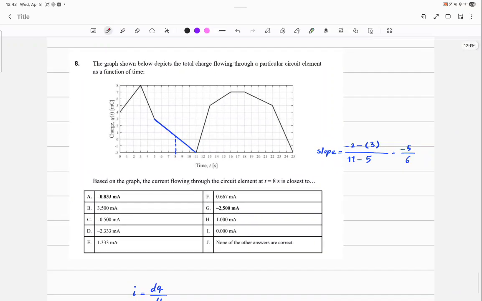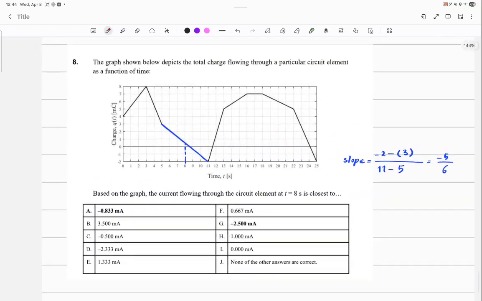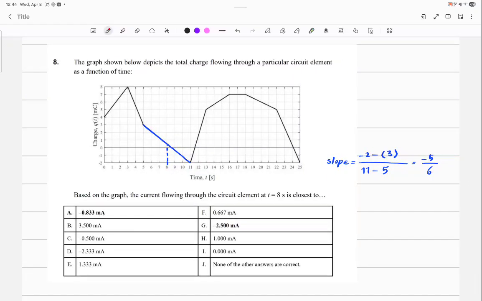This one also is probably worth talking about. It is asking for the current flowing through the circuit at t equal to 8. First of all, which one is given to you? Q. So you want current. What kind of equation is that? Derivative, right? What is the equivalent of derivative when you have a plot? Slope. Find the slope at 8 seconds.